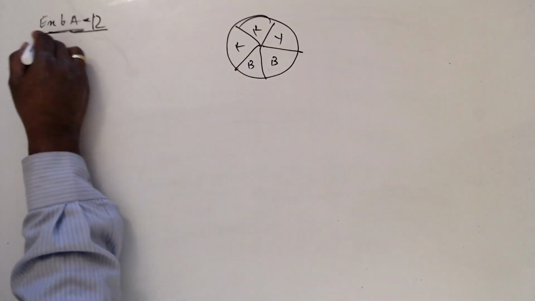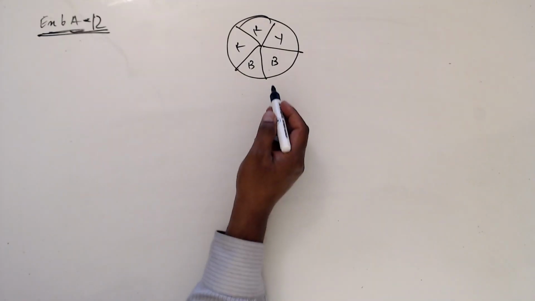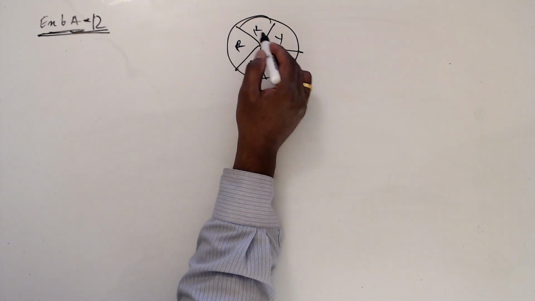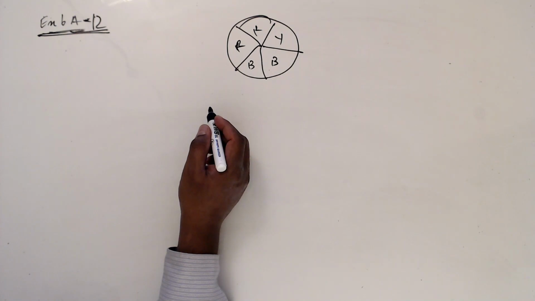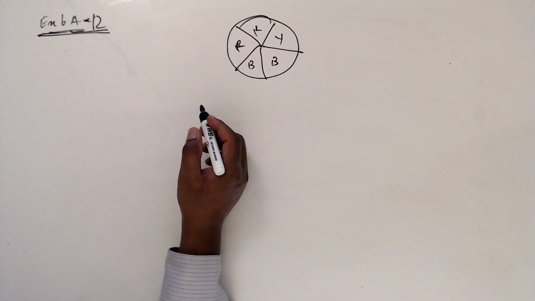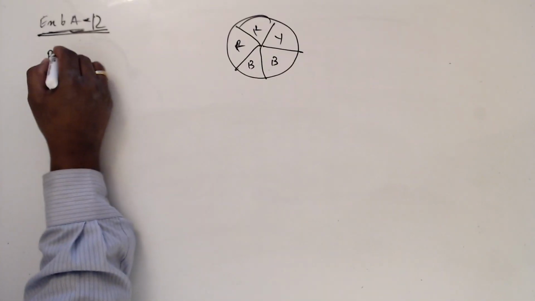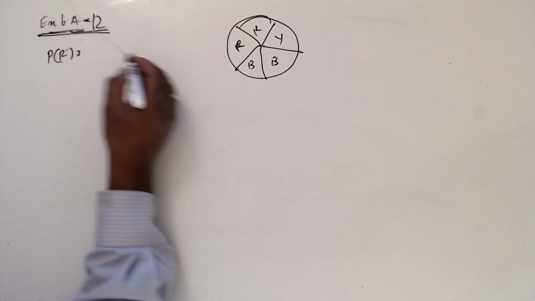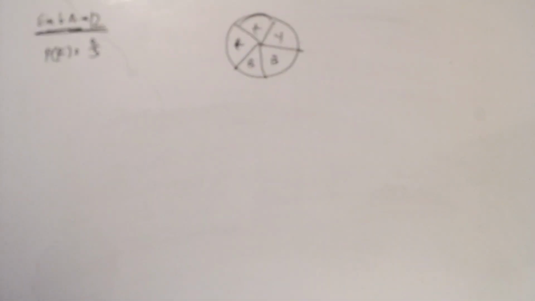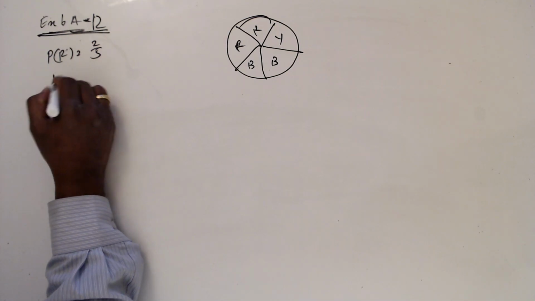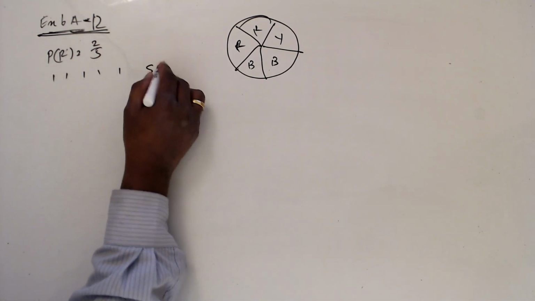Question number 12 says a spinner, getting red, all are equally likely. The spinner is spun 5 times. Write down the table for the probability distribution of the following: X is the number of times red appears. So the probability of getting red is 2 out of 5. So it's spun 5 times.